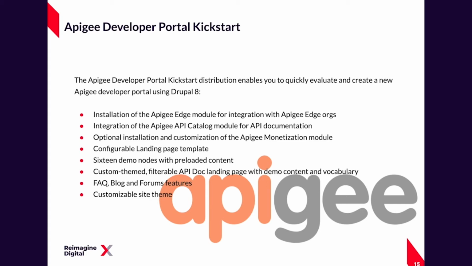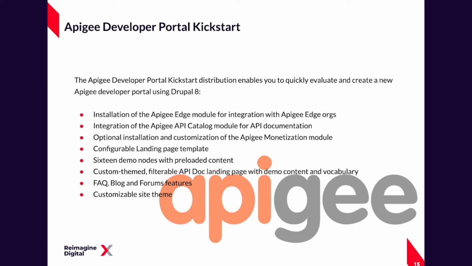So it starts off by installing Apigee Edge module, which is the core integration with Apigee Edge, the service from Apigee, and you configure that connectivity. And then you install the Apigee API catalog module, which allows you to integrate with your API catalog and generated documentation and imports all of that into Drupal. There's also an optional installation and customization of the monetization module at that point.